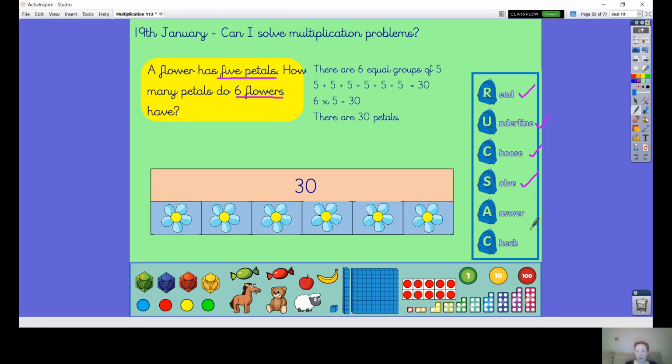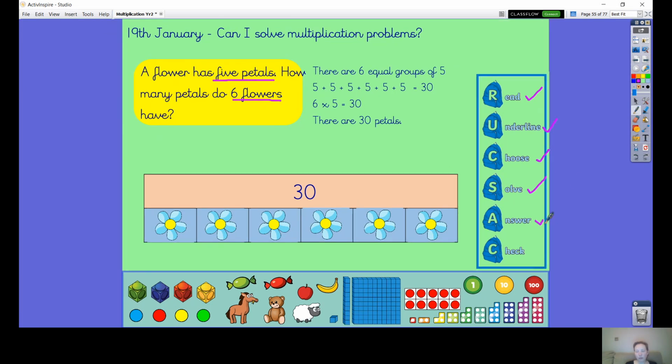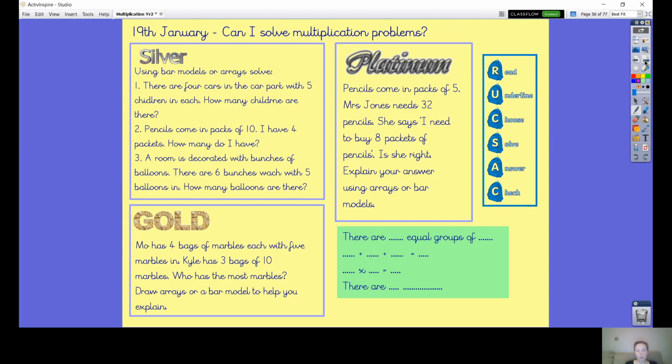Excellent. So we've done that today, and we could use a multiplication or an add-in to check. So I've not got a thinking question today. I'm going to move straight into having a go at solving some of these problems.